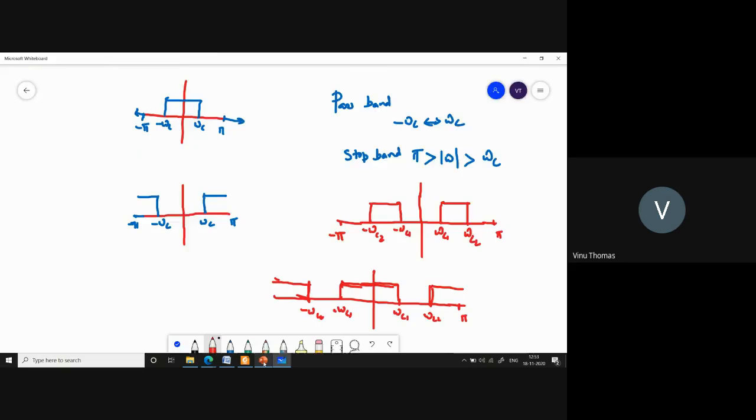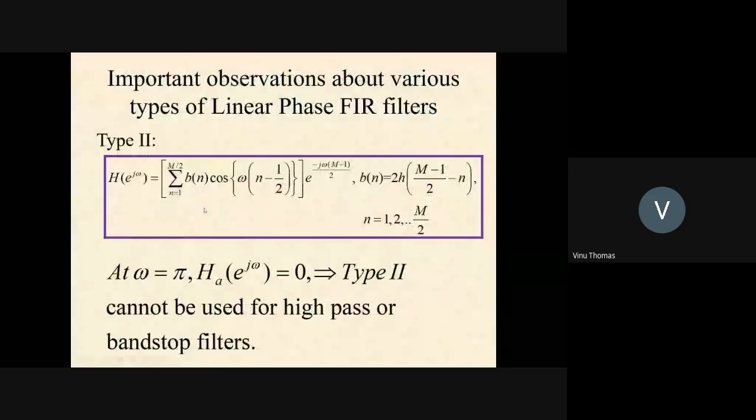Let us look at the type 2 filter. The type 2 filter has this cos omega n minus 1 by 2 type term. So let us look at what the value is at omega equal to pi. Omega equal to pi will mean pi into n minus half, so cos pi into n minus half. Let's put as an example n equal to 3. So cos pi into 3 minus half would be cos 5 pi by 2.